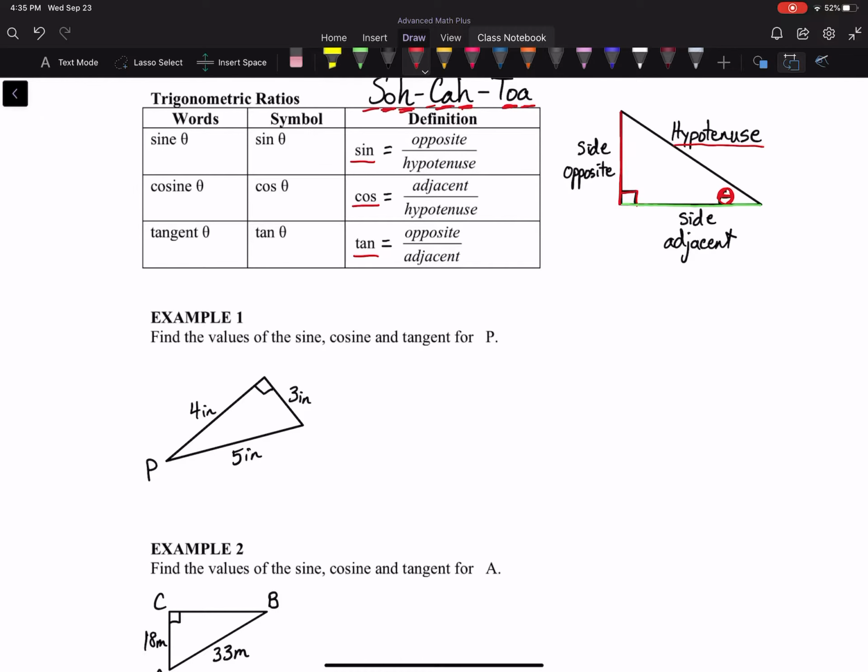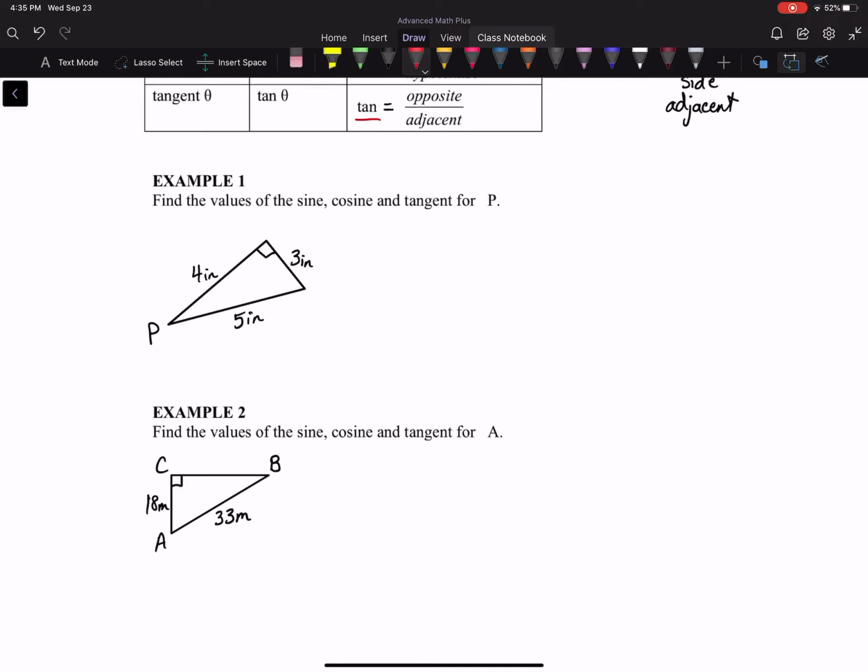So we're going to find example 1, start here. It says find the values of the sine, cosine, and tangent for P. So angle P is right there. So we're going to find the sine of P and the cosine of P and the tangent of P. So sine, again, is opposite over hypotenuse. Well, the opposite side from P is 3. And the hypotenuse would be 5. So 3 over 5.